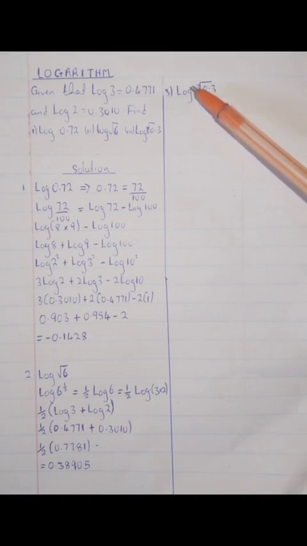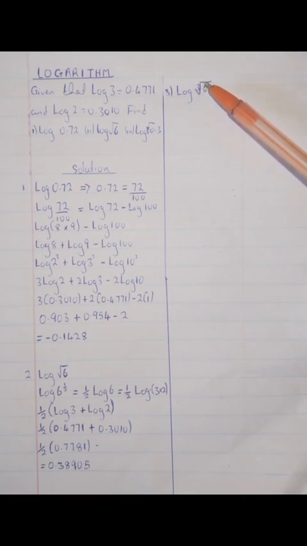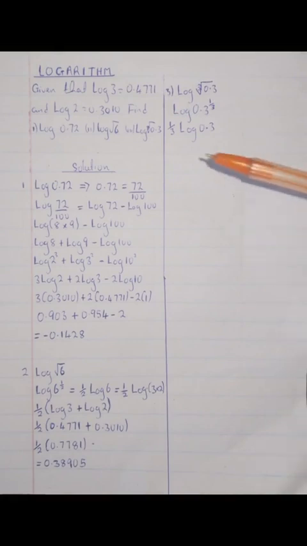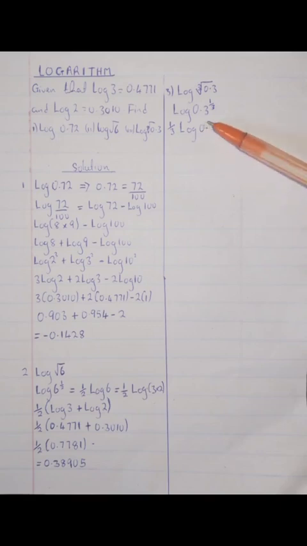So log cube root of 0.3. And you know the first thing to do. First thing to do is what? Express this as power. So we'll be having log 0.3 raised to the power of 1 over 3. And if we express this as power, next thing to recall is what? The index law, which says that we should bring this power to the front and we should multiply all the terms. So following the index law, we have 1 over 3 log 0.3. Now we can see 0.3 here.